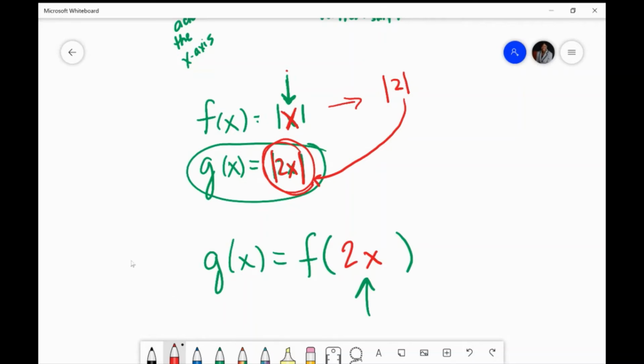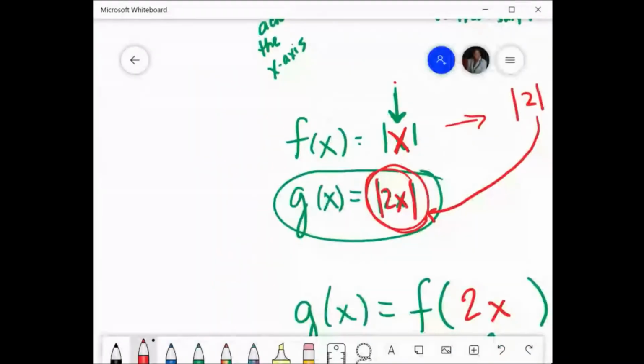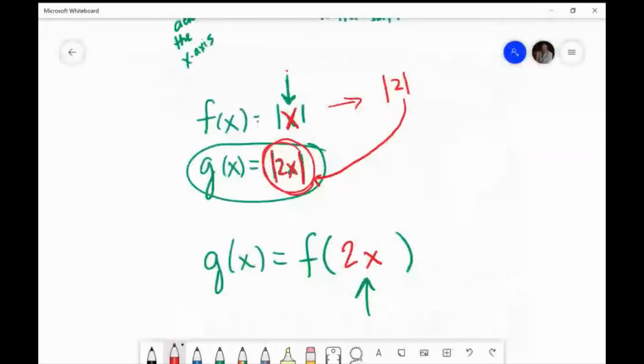So again, what should we replace the x with so that the L function looks just like the G function? That's all it's asking. We want to replace the x with a 2x so that it looks exactly like that. That's all they're asking.